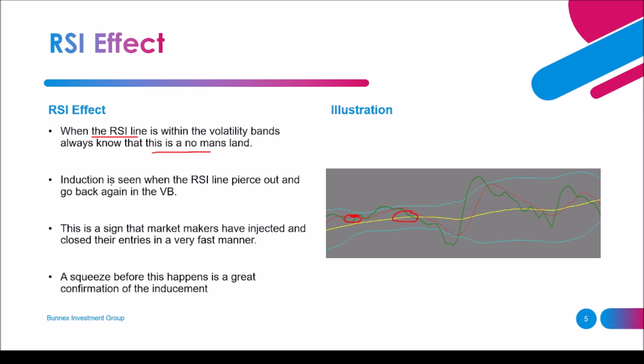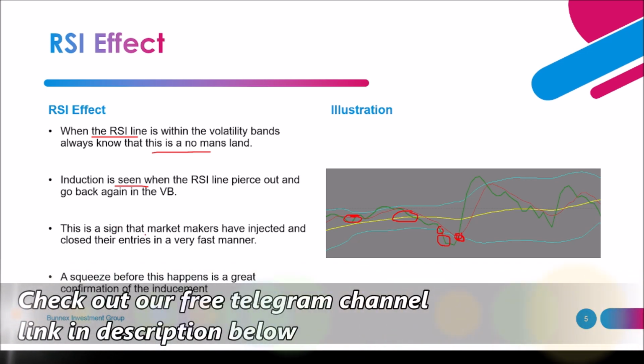So induction is seen when the RSI line peers out of the bands and goes back inside the volatility bands again. So if they do something like this, when they went outside the bands and then when they went inside the bands, you know that in this case short traders have been trapped, and in this case the real boys or the big fish are now getting into the markets. So this is a sign that market makers have injected and closed their entries in a fast manner.